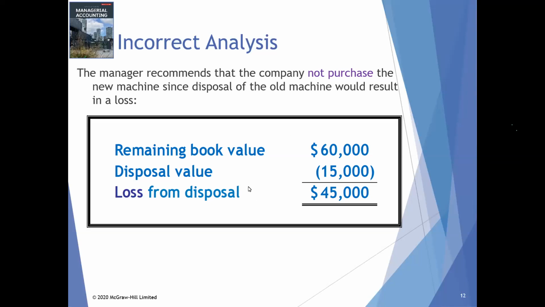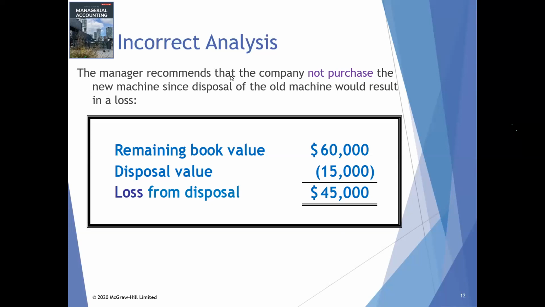On the basis of this small analysis, the manager is saying not to buy the new machine. It means if you are going to buy the new machine, you have to sell the old one. So by selling it, the manager is saying that we will suffer a loss. So this is the incorrect analysis.